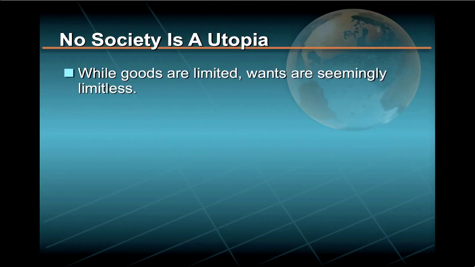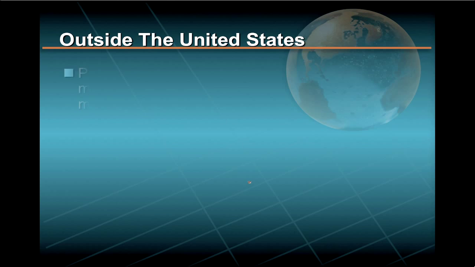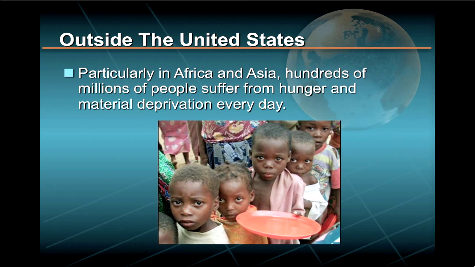Instead, while goods are limited, wants are seemingly limitless. Indeed, after 2 centuries of rapid economic growth, production in the United States is still not high enough to meet everyone's desires. And outside the United States, and particularly in Africa and Asia, hundreds of millions of people suffer from hunger and material deprivation every day.